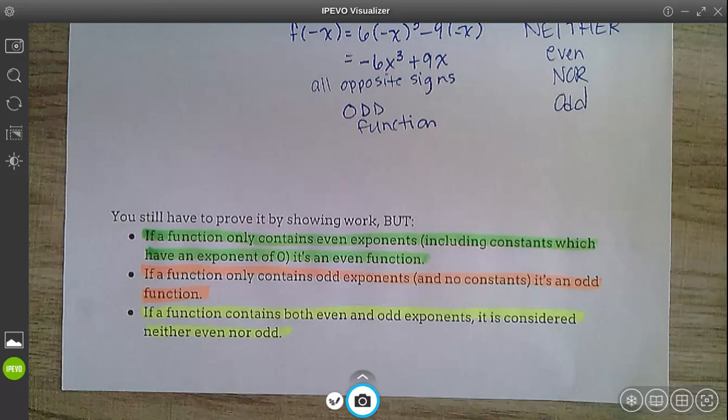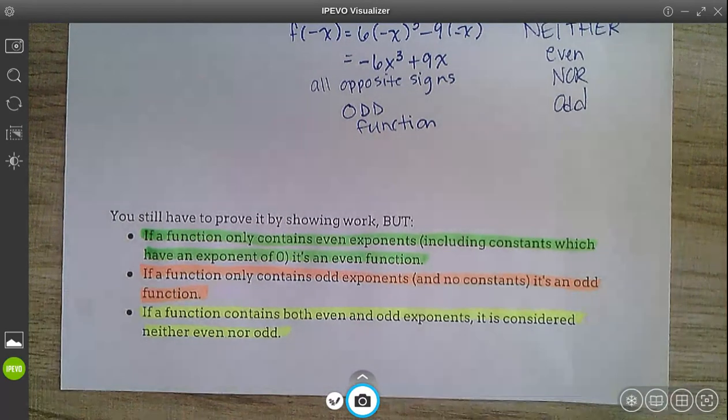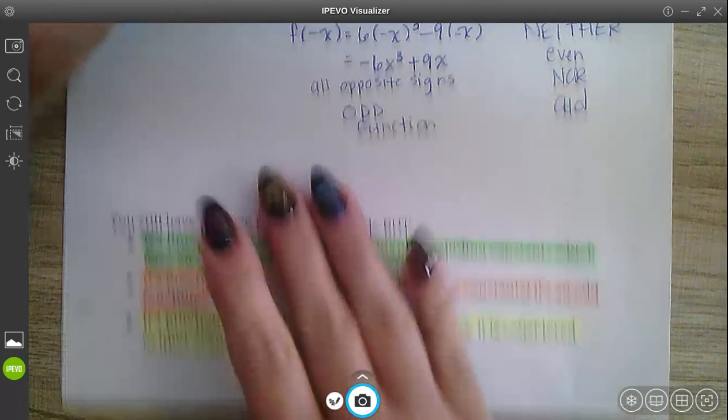But please remember that you need to practice showing your work, because on the test, if all you give me is an answer that it is even, odd, or neither, you are not going to get any credit for that without proving it by showing the work like we just did here.